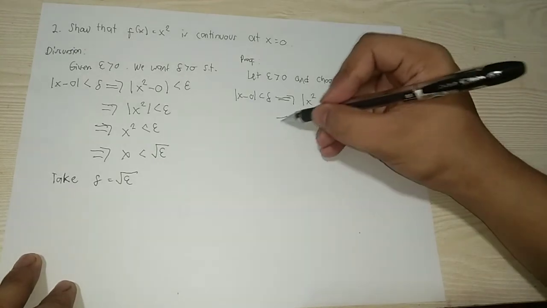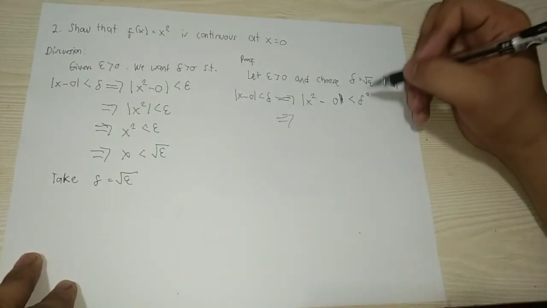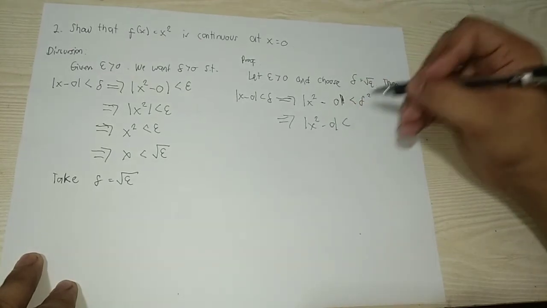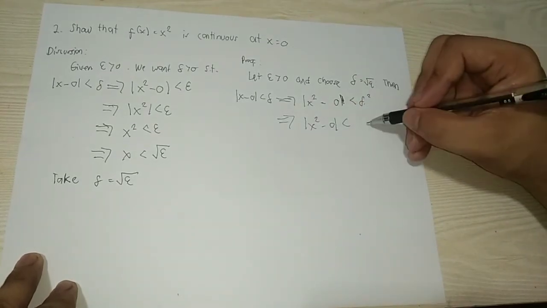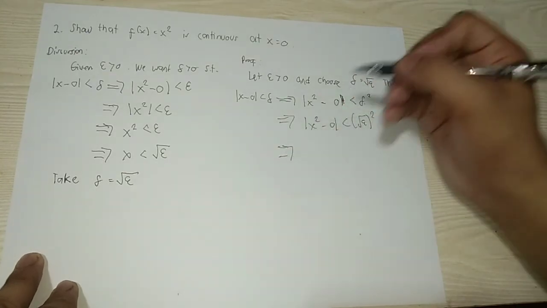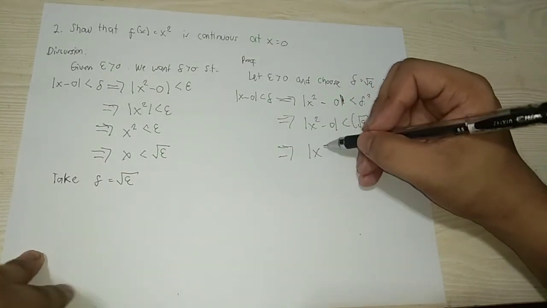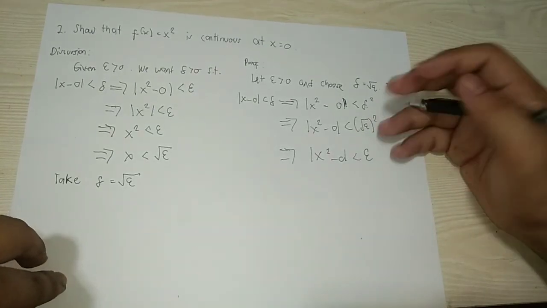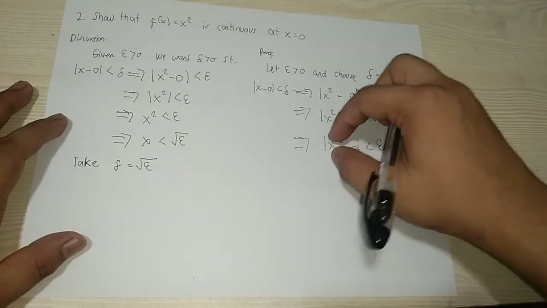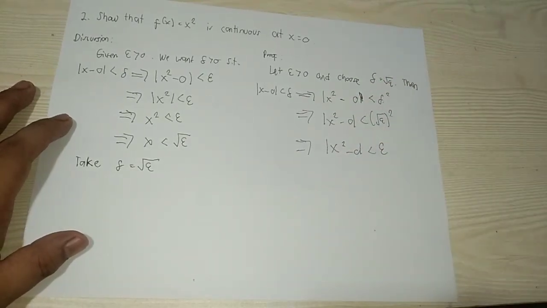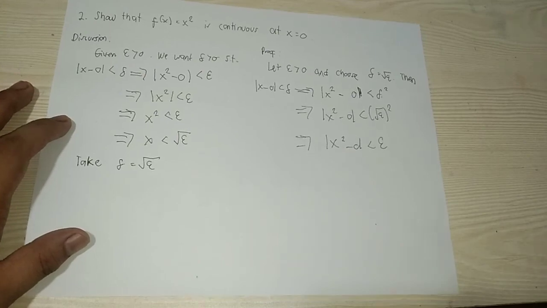And then, delta squared, that is x minus 0 less than, our delta is square root of epsilon. So square root of epsilon squared, and this is also x squared minus 0 less than epsilon. So there, we have shown that the absolute value of f of x minus f of c is less than epsilon. That is it for the definition.